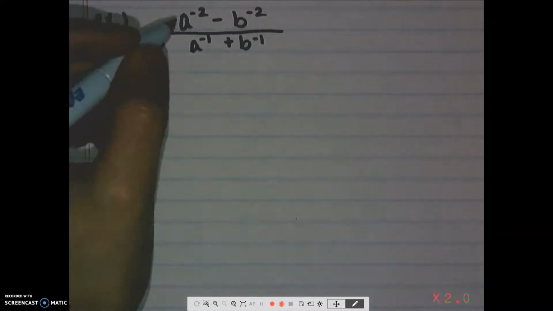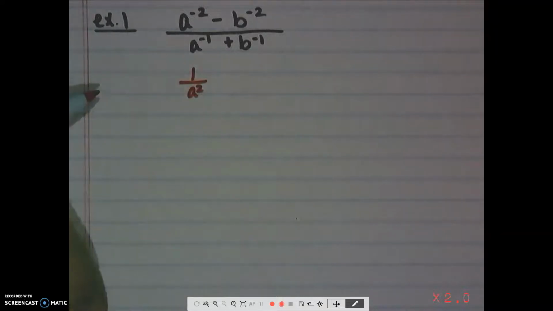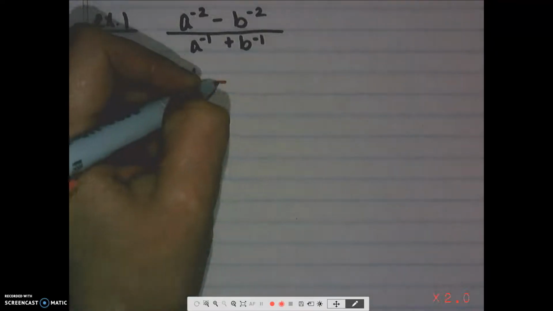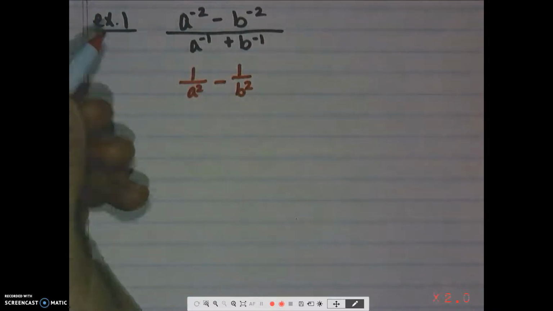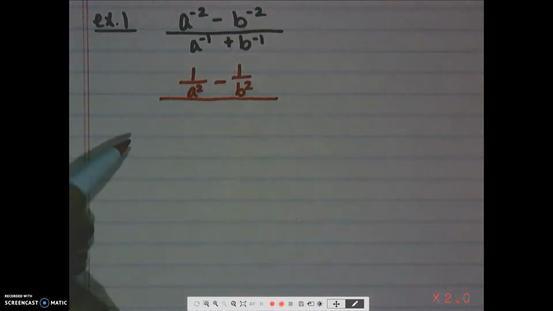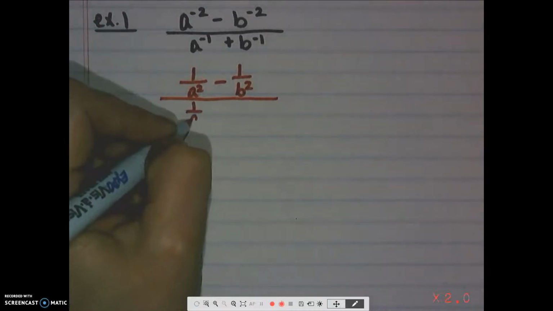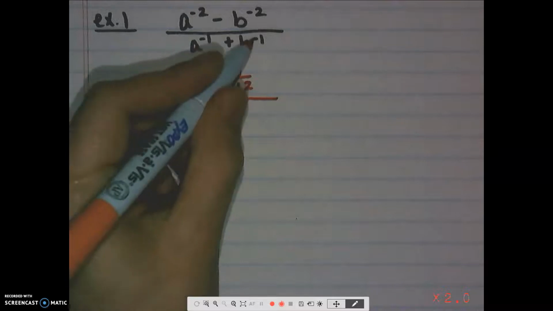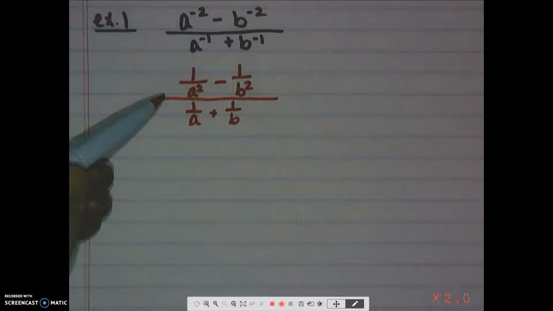So this thing, a to the negative second, is going to become 1 over a to the positive second in its own fraction, minus b to the negative second becomes 1 over b to the positive second in its own fraction. Then we have our division bar. A to the negative first is 1 over a, and b to the negative first is 1 over b. And now that we have this, it looks exactly like all of those complex rationals that we've been dealing with for the past few days, okay?